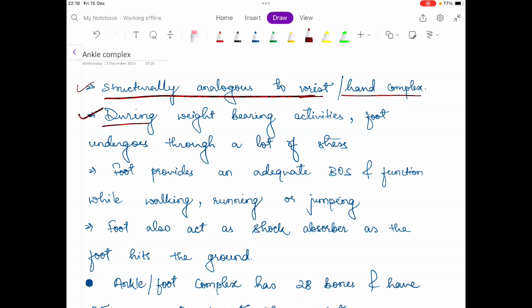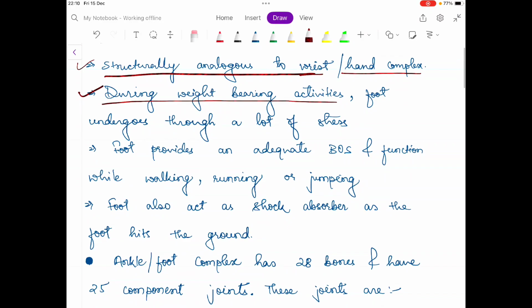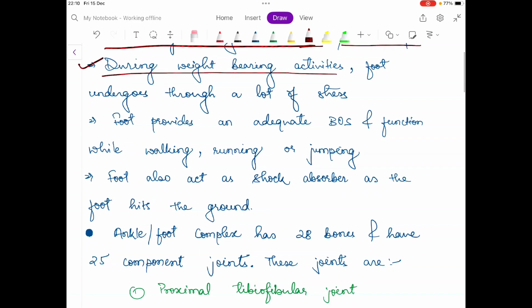During weight bearing activities, for example running, jogging, jumping, walking, these are all weight bearing activities, your foot undergoes a hell of a lot of stress. And when it crosses your threshold value, there is a chance of having an ankle injury. So during the weight bearing activities, the foot undergoes a lot of stress.